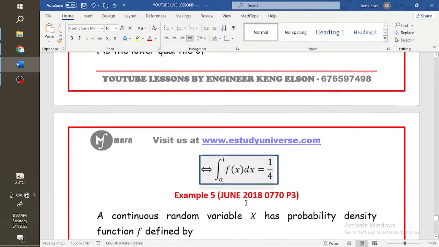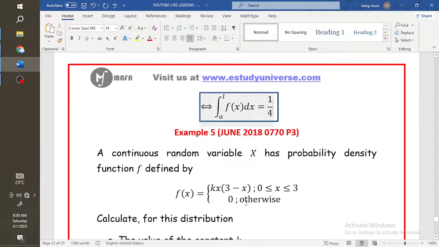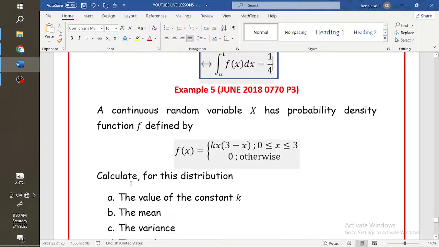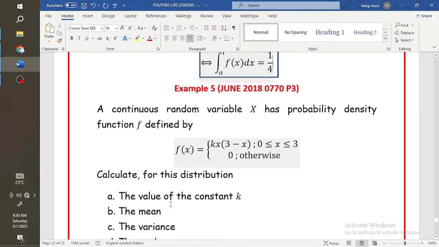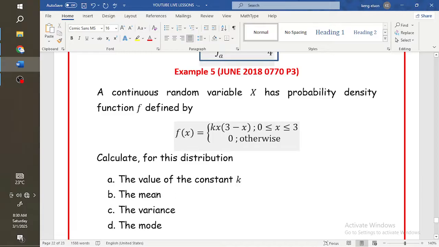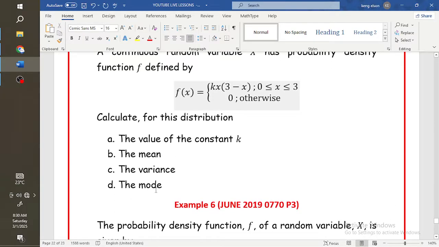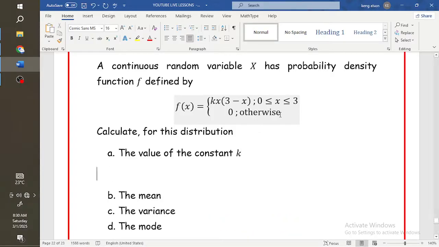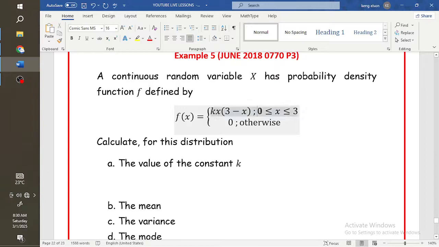Now let us look at this example, which is from June 2018 Statistics Paper 3. It reads, a continuous random variable x has probability density function given by this. Calculate for this distribution the value of the constant k, the mean, the variance, and the mode. Let us begin with the value of the constant k. Since it is a probability density function, the integral from 0 to 3 of f of x must be equal to 1.